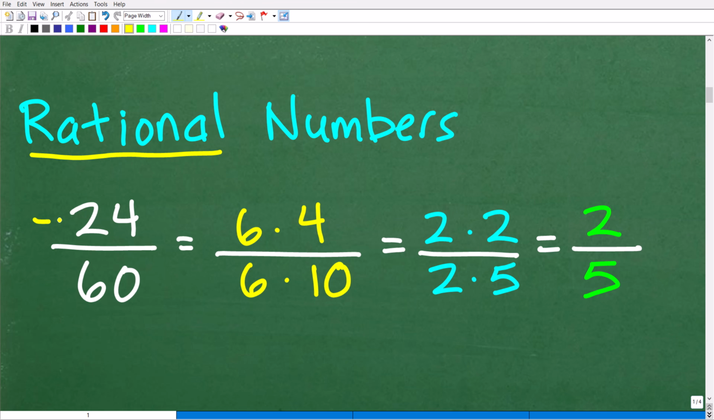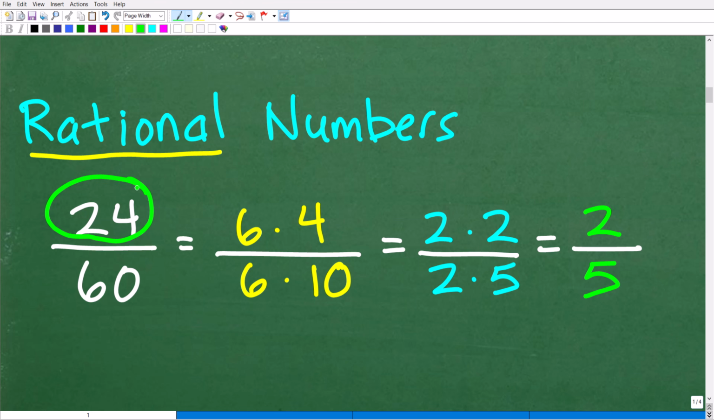They can even be negative 24 over 60, but this is an example of a rational number or a fraction. Now, we want to simplify it, but what does that mean? It means to reduce the fraction. You want to always simplify values in mathematics, and it's not an optional thing. Your teacher really does want you to learn how to do this. But the name of the game is factoring.